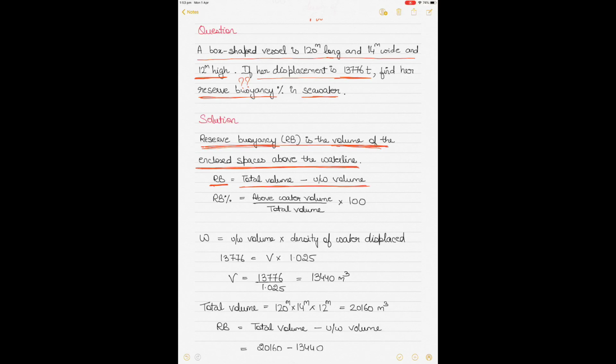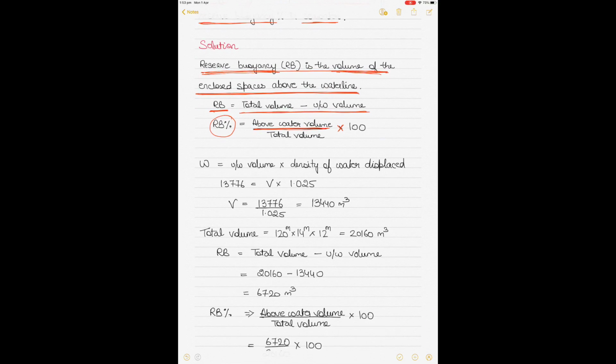So if you subtract the underwater volume from the total volume, you will get the volume of the spaces which are above the waterline. Therefore reserve buoyancy percentage equals above water volume divided by total volume multiplied by 100.